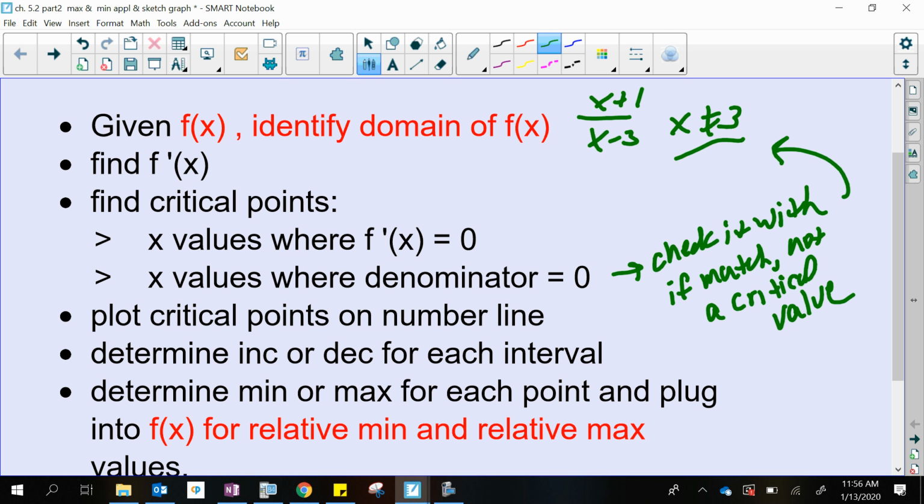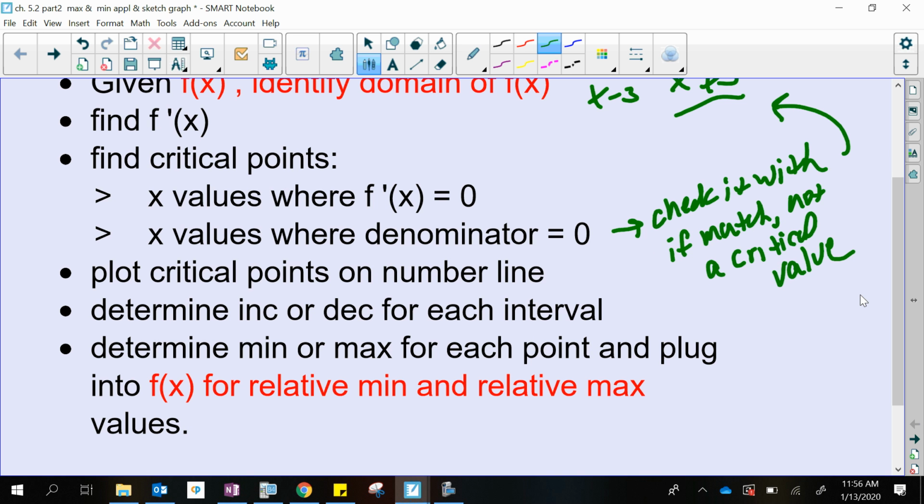Okay. And then we plot the critical values on the number line. We determine increasing or decreasing. We determine a min or a max for each point. And we plug into the original equation again to find the relative min or max. Okay, so that's a summary of the steps we've looked at so far.